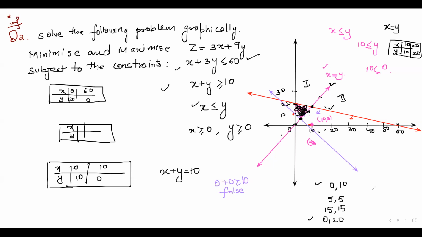That's correct. You get 15, 15, good. But Abdur, find all these corner points, because I need to give you one more point, 0, 10. But find the value for all these points. So 0, 10, you are getting 90. And this 0, 20, this is 180. Please tell me the value for these two points also. But first you need to find the corner points.